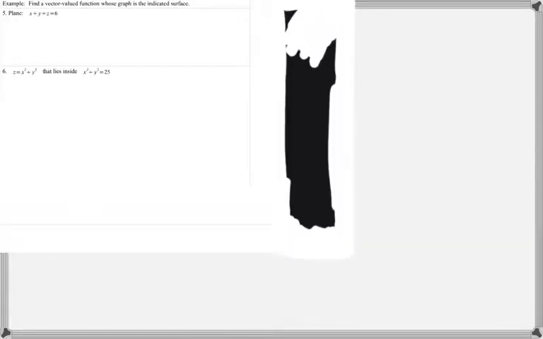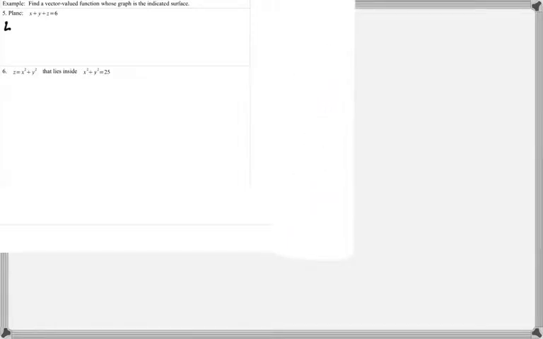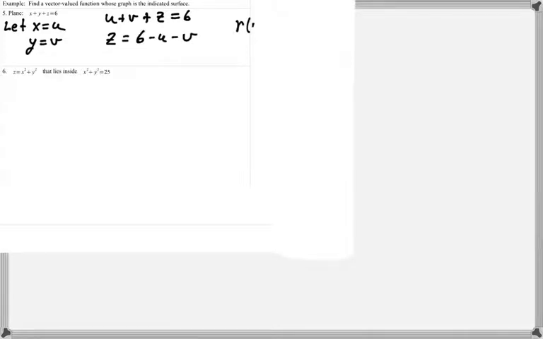All right. So it says find a vector valued function whose graph is the indicated surface. Okay, so we have a plane x plus y plus z is equal to 6. There's a variety of different ways you can do this. So simply we can let x equal u, y equal v, then u plus v plus z is equal to 6. So z is equal to 6 minus u minus v. So r of uv for a vector valued function is going to be u i plus v j plus 6 minus u minus v, and that'll be our k component. Okay, so we parameterize the plane there.